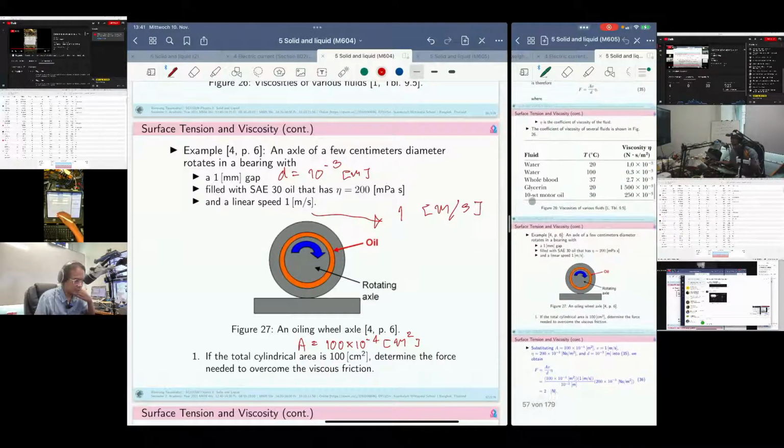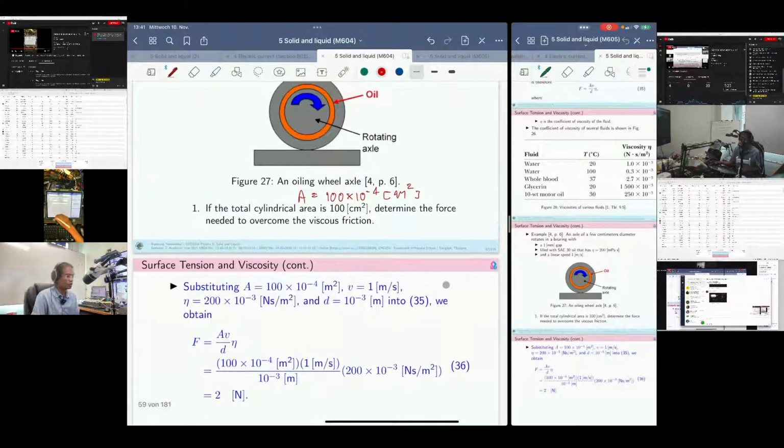This is 10WT, but this one is 30, so its viscosity is greater than that. It's approximately the same, 30 and 10.